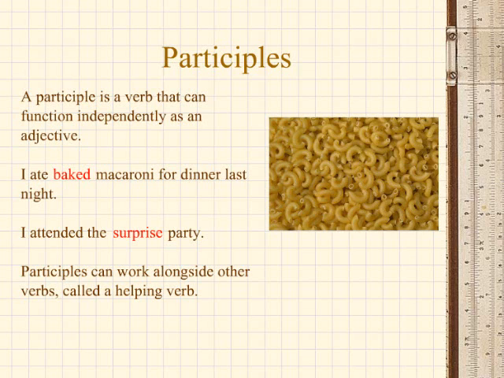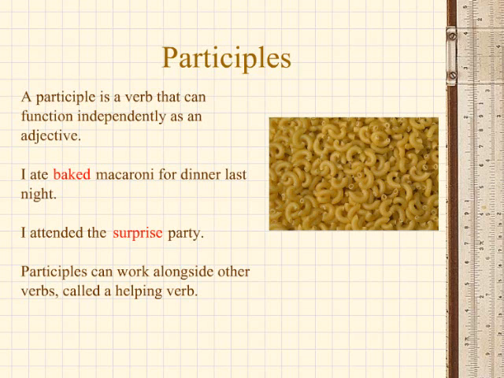I attended the surprise party. Again, surprise is a verb, but it can also work as an adjective, as it does in this sentence. It's a participle. Participles double as verbs and adjectives, but that's only one of their functions. Existing in both the present and past form, participles can also work alongside another verb, called a helping verb. Helping verbs are have, has, had, and sometimes be.